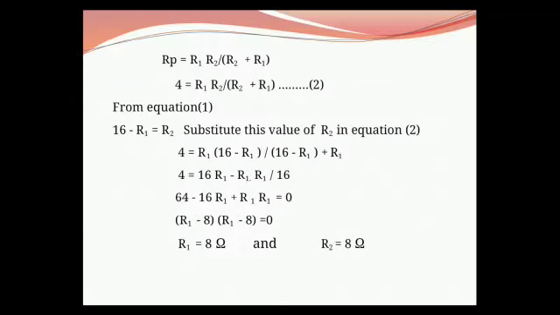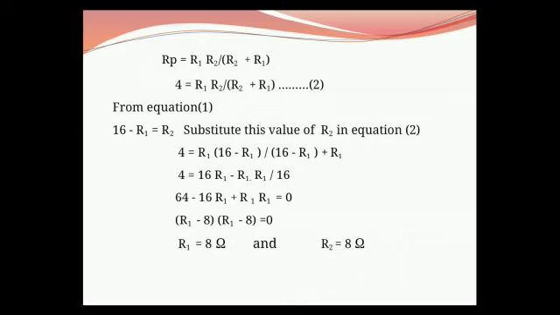Therefore, when we take the reciprocal of this equation, we get Rp equals R1 R2 upon R2 plus R1. Then we put the value of Rp. Therefore, the equation becomes 4 equals R1 R2 upon R2 plus R1. This is equation number 2. Then from equation number 1, we get 16 minus R1 equals R2.